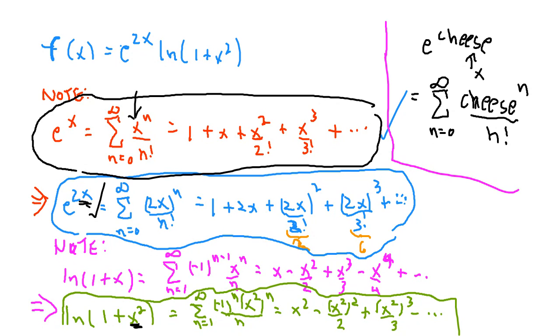Well, I'll tell you what, this might be a good place to stop. We'll finish the problem when we get back next Monday from Thanksgiving break. Basically, what we've done is express e to the 2x and the natural log of 1 plus x squared as Maclaurin series. And now we've got to multiply them together.